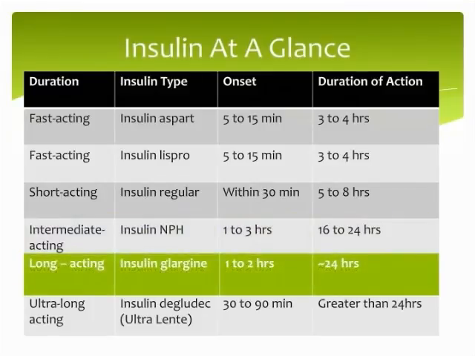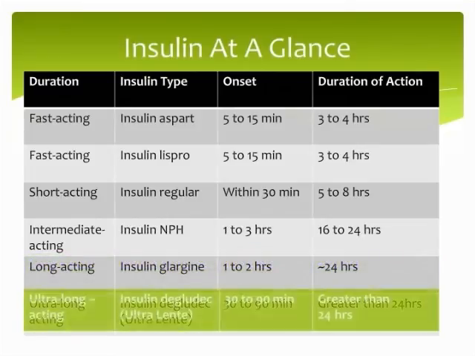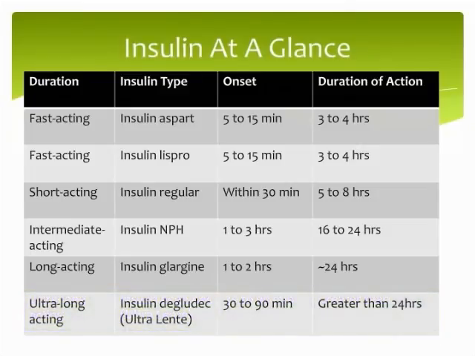Long-acting insulin, or insulin glargine, begins working within 1 to 2 hours, which is similar to NPH. However, it lasts for longer than 24 hours. Lastly, some residents may be prescribed ultra-long-acting insulin, such as insulin degludec or Ultralente, which starts working within 30 to 90 minutes and lasts longer than 24 hours.